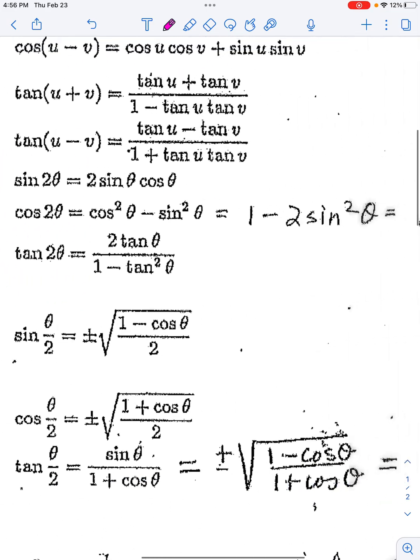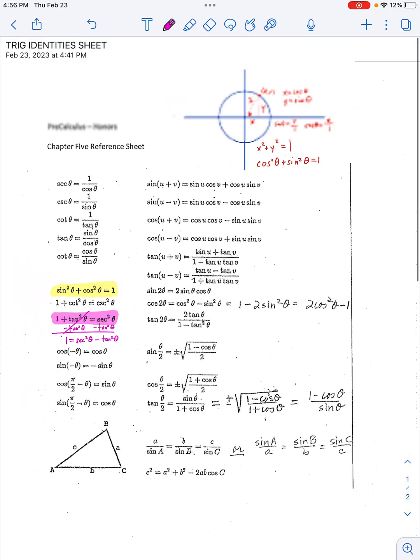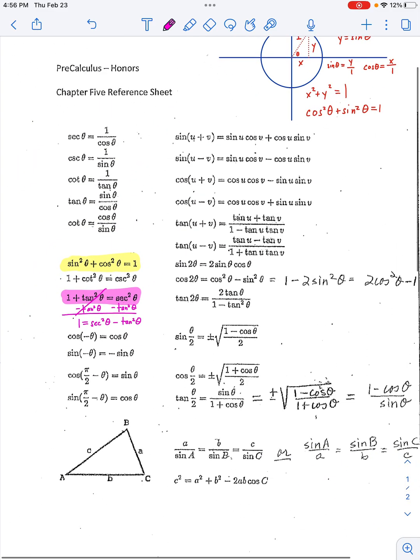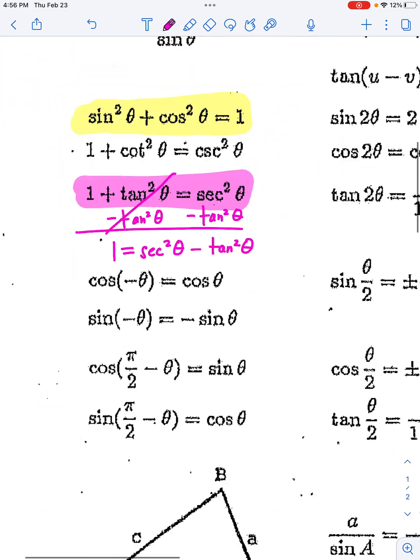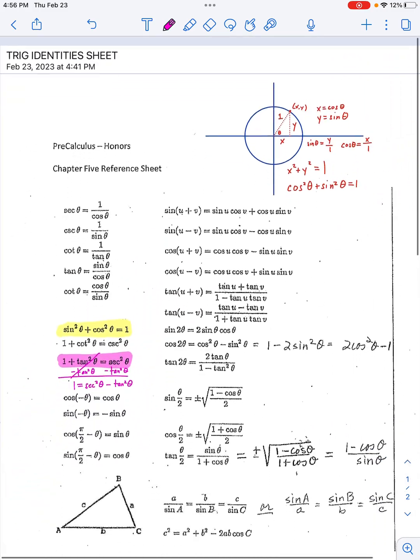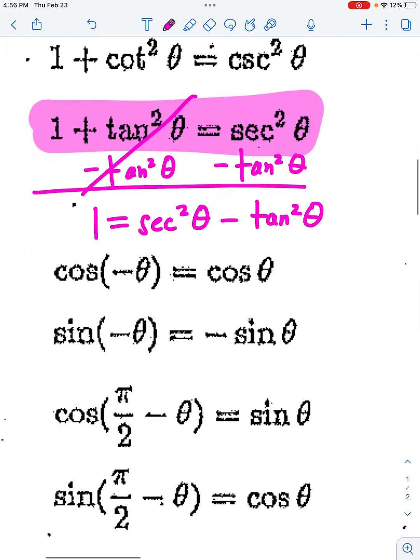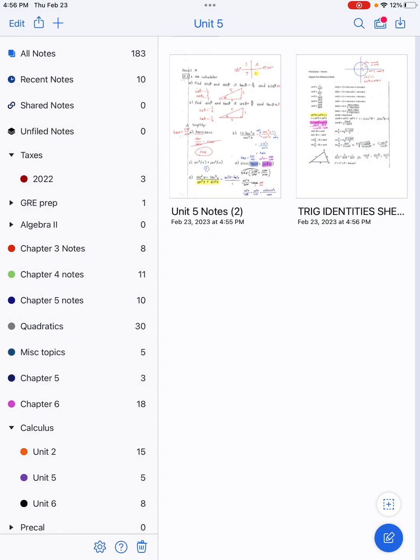You guys are going to get really good at using this. It's going to be your best friend. Instead of telling you to put your phones away, I'm going to have to tell you to put your reference sheets away. That's how much you guys are going to love it. So secant squared minus tan squared equals 1.